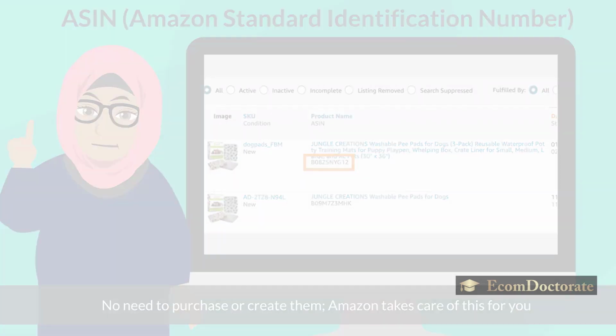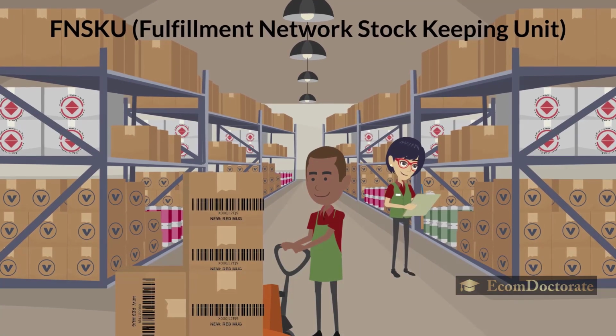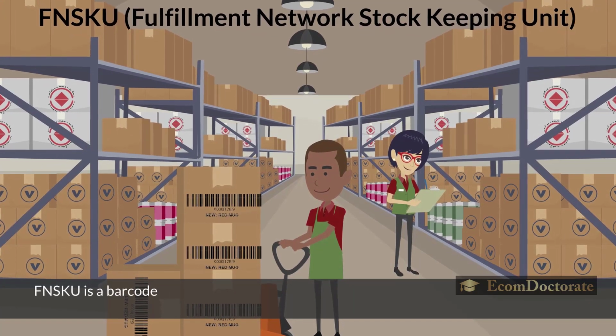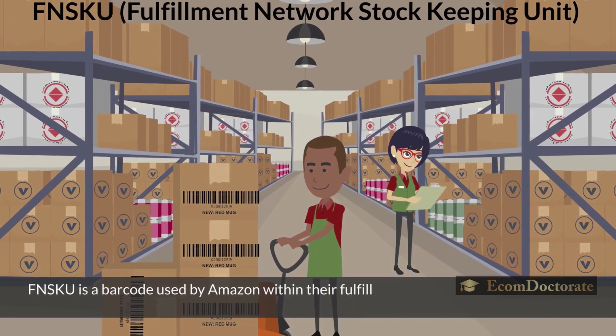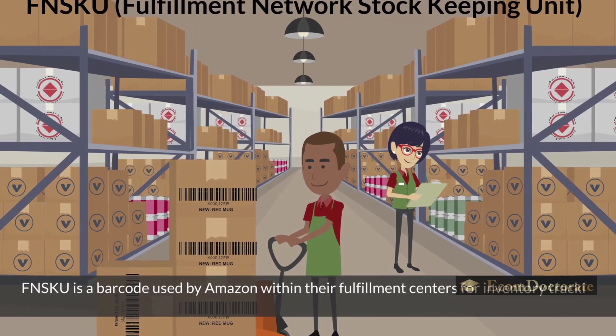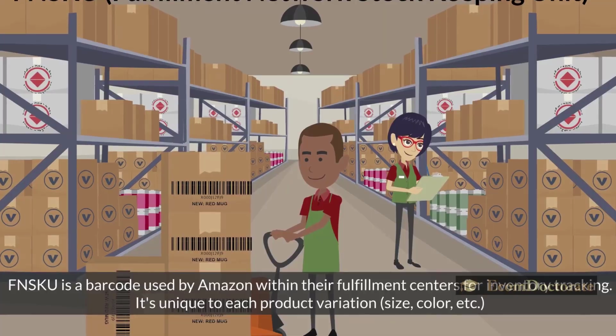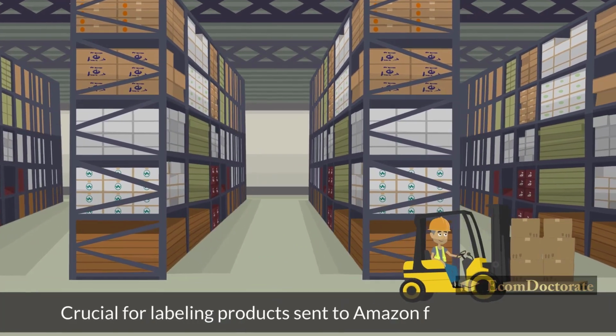The second one is FNSKU, which stands for Fulfillment Network Stock Keeping Unit. FNSKU is a barcode used by Amazon within their fulfillment center for inventory tracking. It's unique to each product variation, size, color, etc. It's crucial for labeling products sent to Amazon for fulfillment.